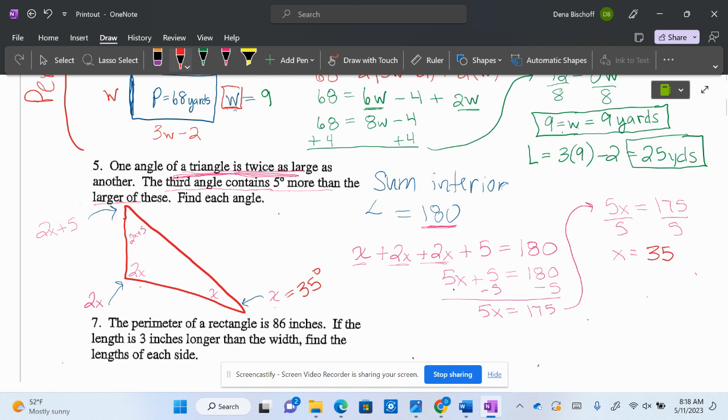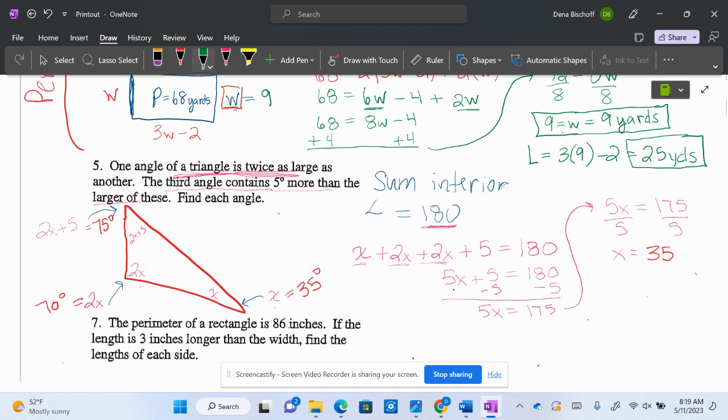Okay. So what about the 2x? What is 2 times 35? So this angle down here is 70 degrees. And what about this angle up here? It would be 75 degrees. How could we check this? Yeah, add 75 and 70 and 35 and see if it equals 180. Does it? It does. Okay, it does.